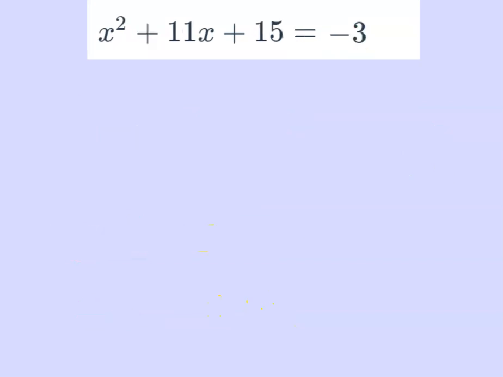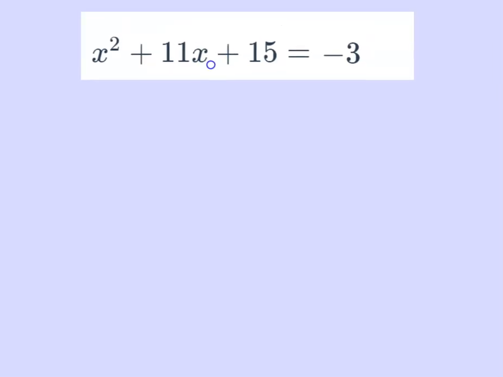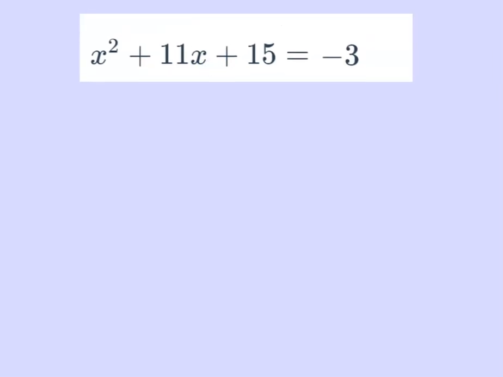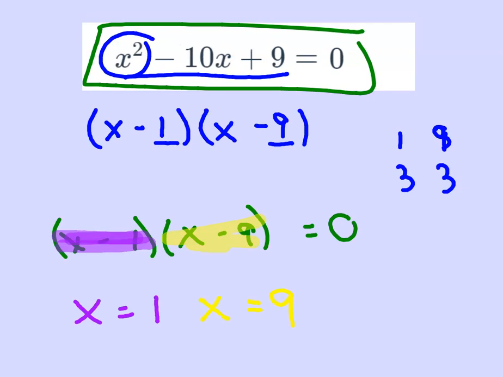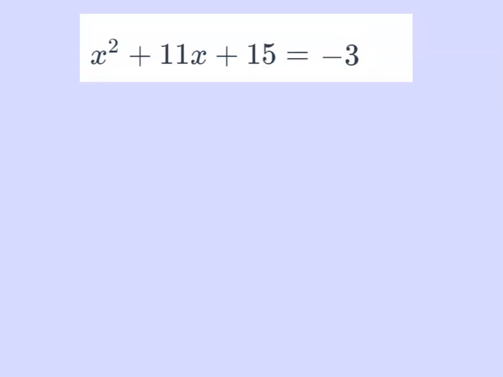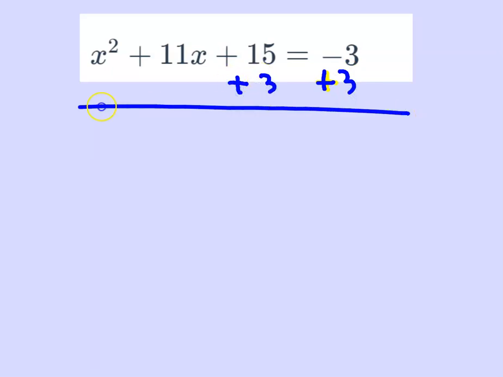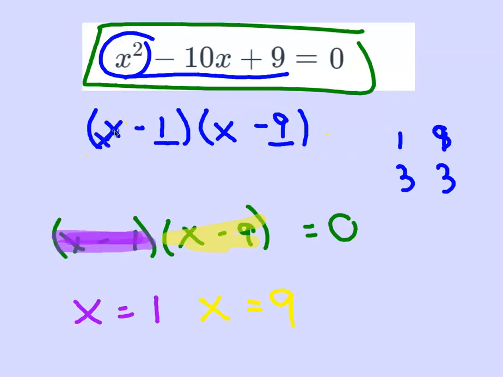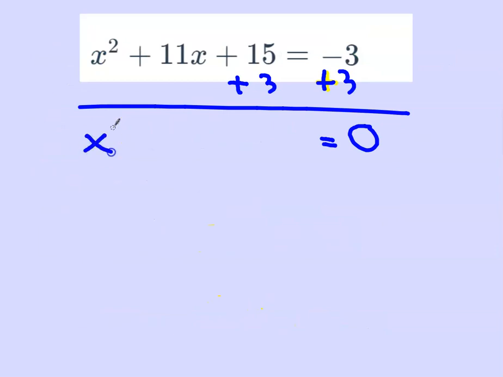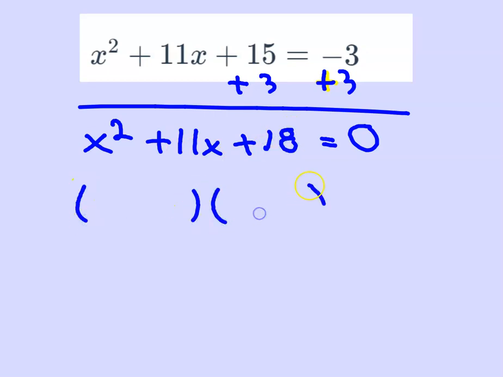So let's do another one. Oh, well, that one's kind of messy. You notice that it doesn't equal 0. And the only way for this to work using factoring is for it to equal 0. So we're not stuck. We just need to get this equal to 0 first. So we'll just add 3 right there, and add 3 right there, and voila, now it's 0. So now x squared plus 11x plus 18 equals 0. Cool. Now we can factor this out. There's got to be an x there and an x there. It's the only way to get x squared.